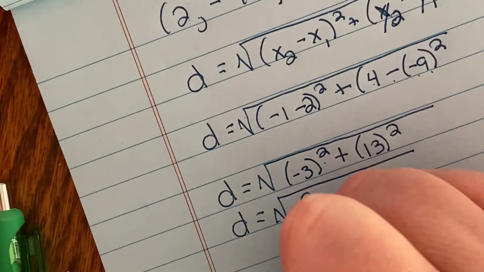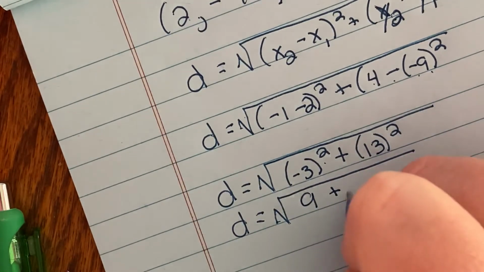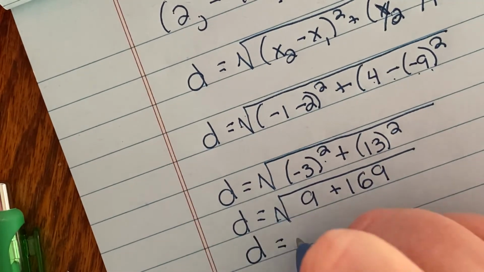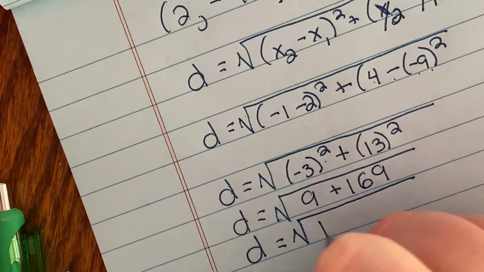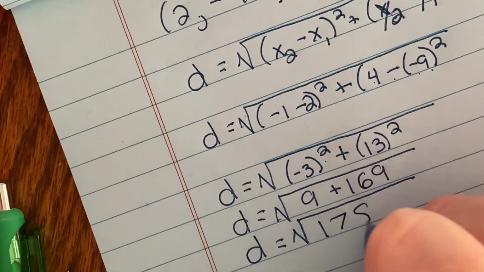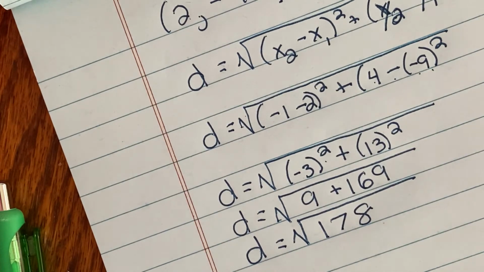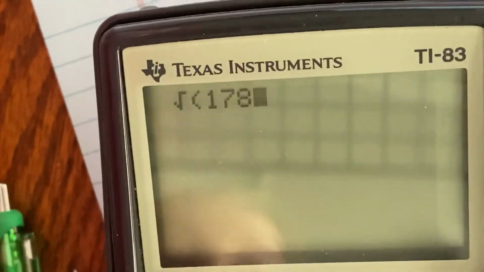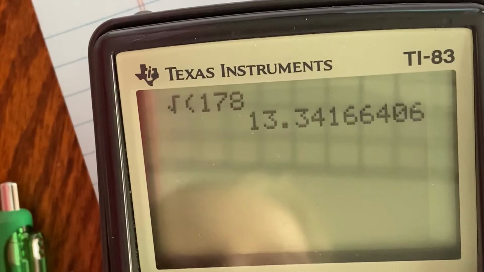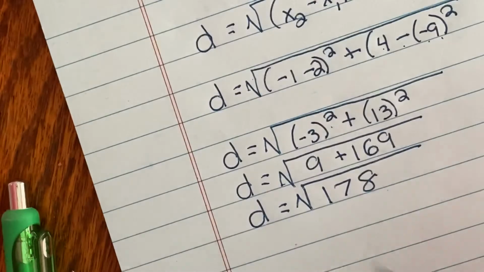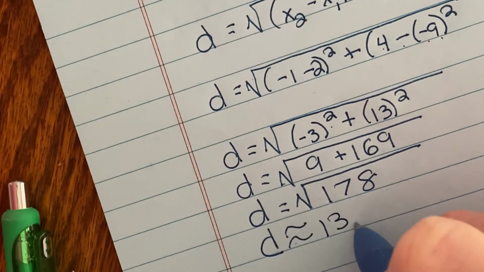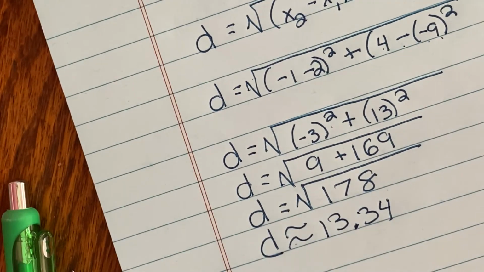All right, let's do our exponents. -3 squared, that's going to give us 9. 13 squared, that's 169. Combine our like terms. It's going to give us 178. Now we need to find the square root of 178. It's going to give us approximately 13.34. So our distance is approximately 13.34.